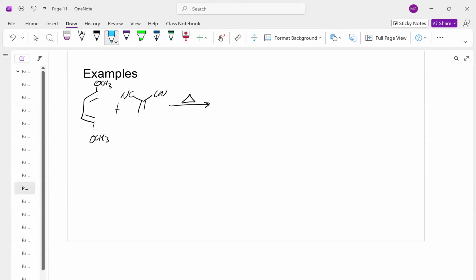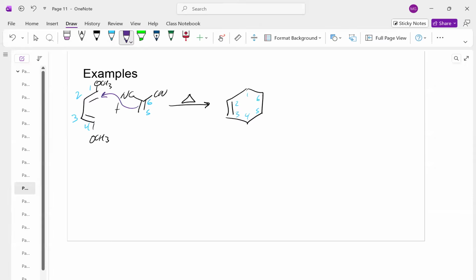And again, I'm just going to start with my template here. Start here in numbering 1 through 4, and then number the dienophile 5 and 6. And I could use a normal cyclohexene ring here because the diene is not part of a ring. And I'm just going to number these 1, 2, 3, 4, 5, and 6. And let's practice drawing a mechanism too.